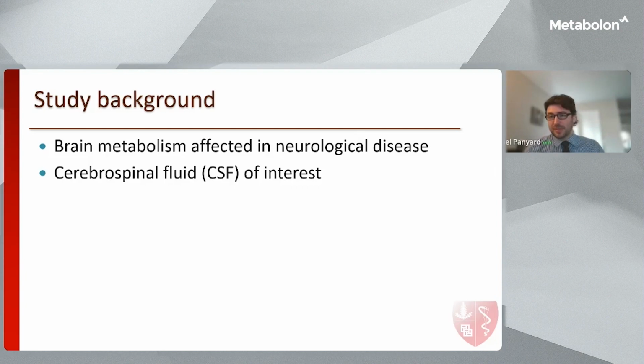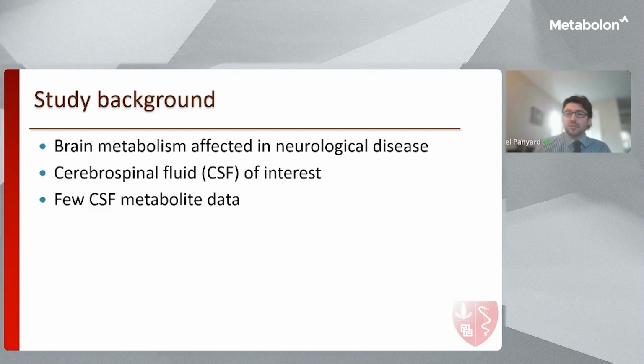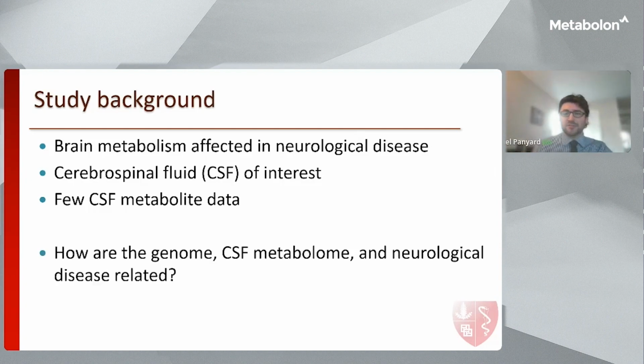But the challenge was that, especially at the time, there just wasn't that much CSF metabolite data out there. I mean, there was some, but compared to blood metabolomics, there are just far fewer CSF metabolite resources. And so the question that we wanted to ask was how the genome, the CSF metabolome, and neurological diseases were related, and ways we might be able to develop to help us study those relationships in more detail.